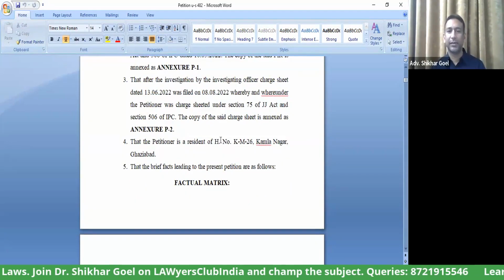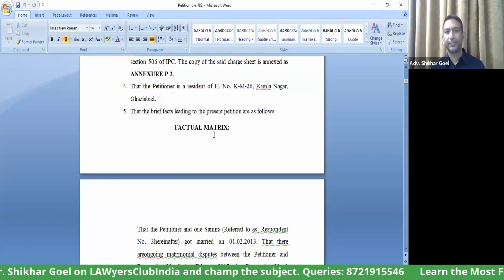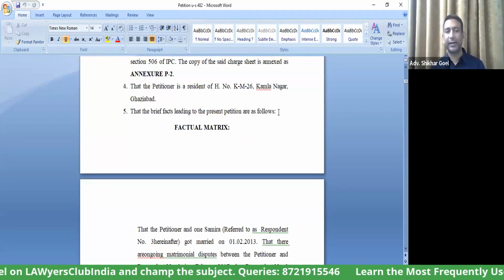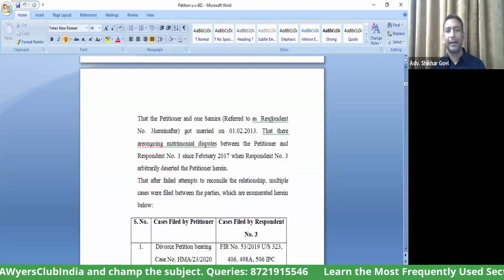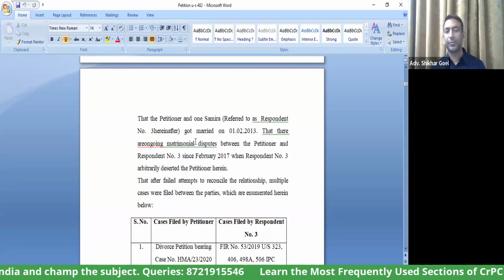Annexure P2 is the copy of the challan. The petitioner is the resident of blah blah blah. A brief facts leading to the present petition are as follows. क्यों आया हूँ मैं 482 में? That petitioner and one Samaira, respondent number 3.